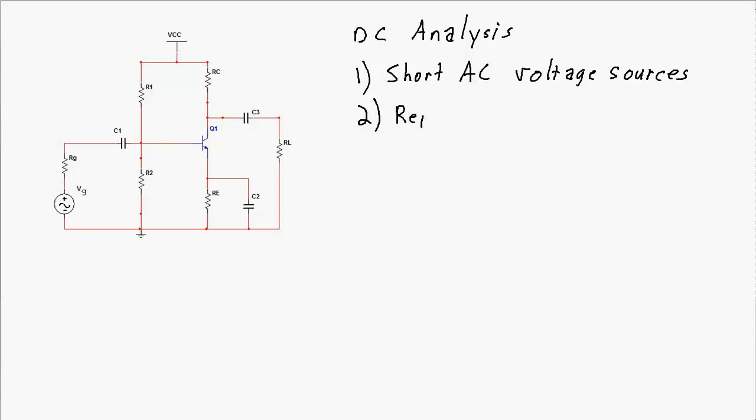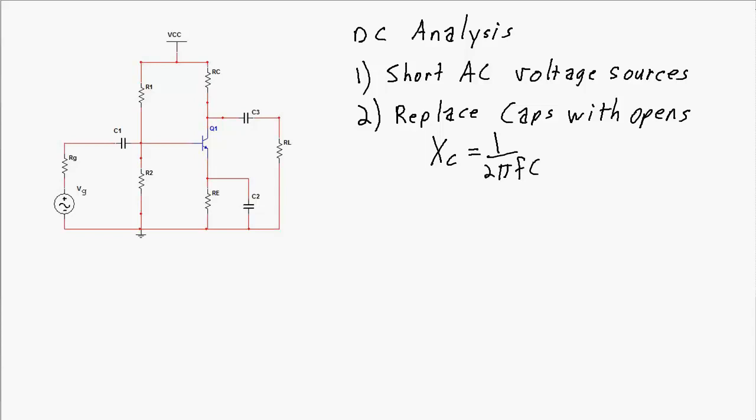Then I replaced all of the capacitors with opens, because once again, remember, the reactance of the capacitor, 1 over 2 pi f C, at DC, the frequency is 0, so the reactance of the capacitor approaches infinity. And then lastly, although this does take multiple steps, find the Q point, the operating point, so that I can go through and find all of the voltages and all of the currents in this circuit.